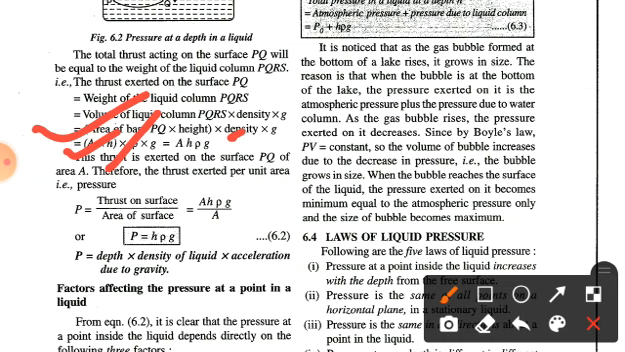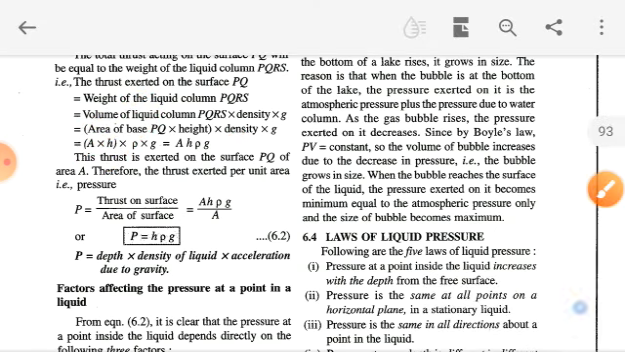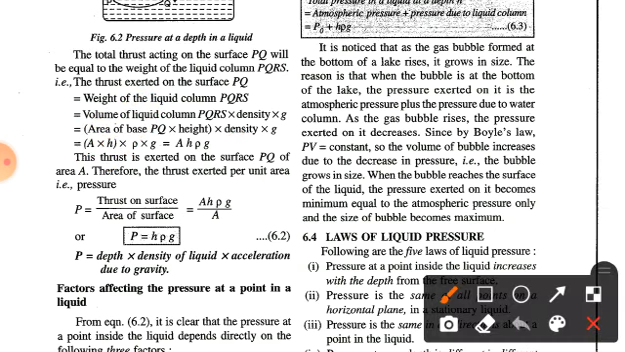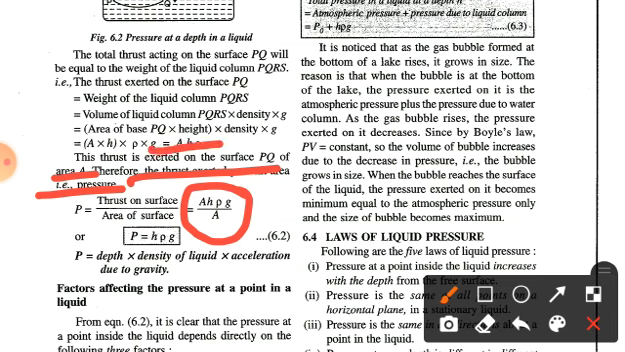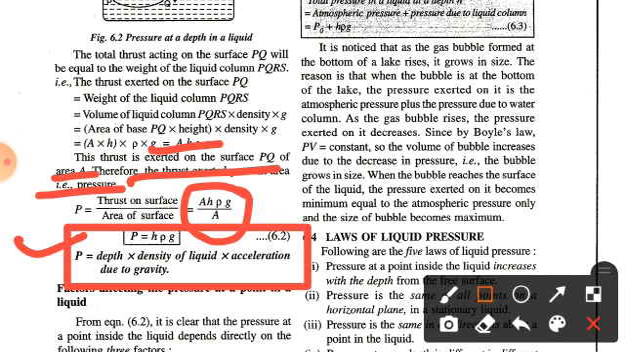Clear? So this thrust is exerted on the surface PQ of area A, therefore the thrust exerted per unit area, we can write with the formula P equals force by area. In place of thrust or force, you can put this value, that is A h rho g. So A and A cancel out, and finally you will get pressure equals h rho g. Pressure is equal to depth into density of liquid into acceleration due to gravity.